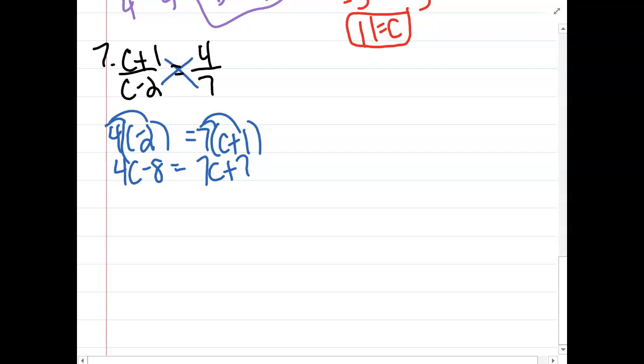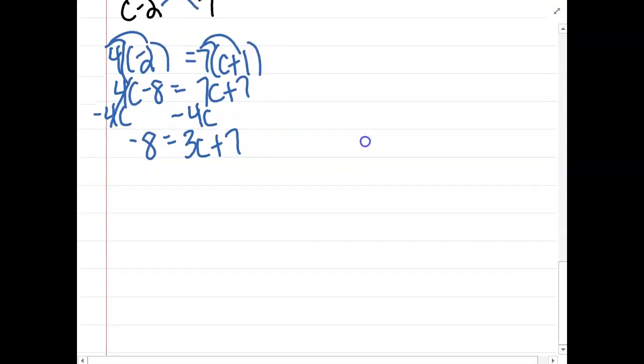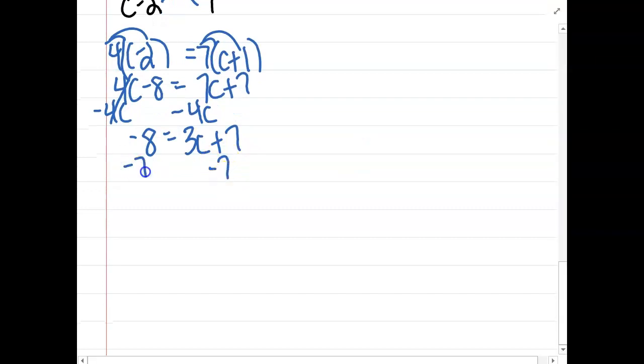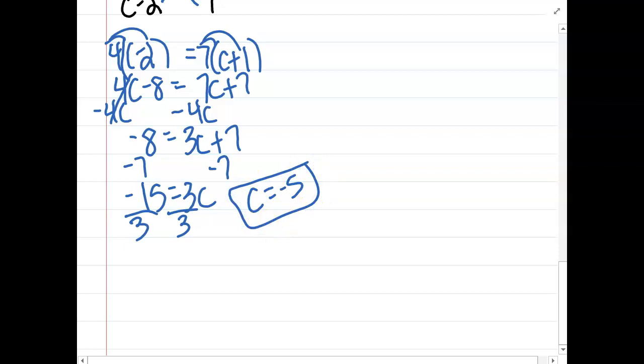After we distribute, we check if we can combine like terms. There's nothing to combine. Next, I have variables on both sides. So I'm going to subtract 4c from both sides. Those are going to cancel out. So I have negative 8 equals 7c minus 4c is 3c plus 7. Then it's a two-step equation. So I'm going to subtract 7. Negative 8 minus 7 is negative 15 equals 3c. And then finally divide by 3. Negative 15 divided by 3 gives me negative 5.